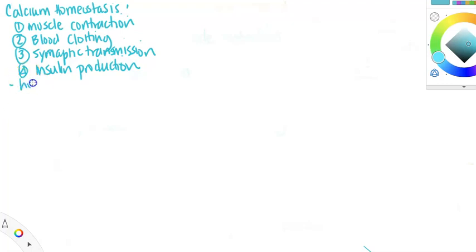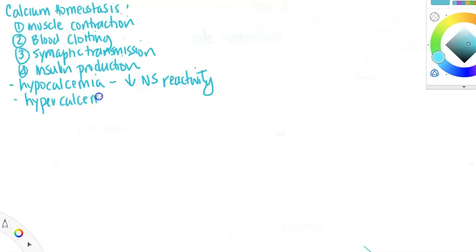If you have hypocalcemia, you have decreased nervous system reactivity. If you have hypercalcemia, you have increased nervous system reactivity, and not in a good way. So calcium is really, really important for us.